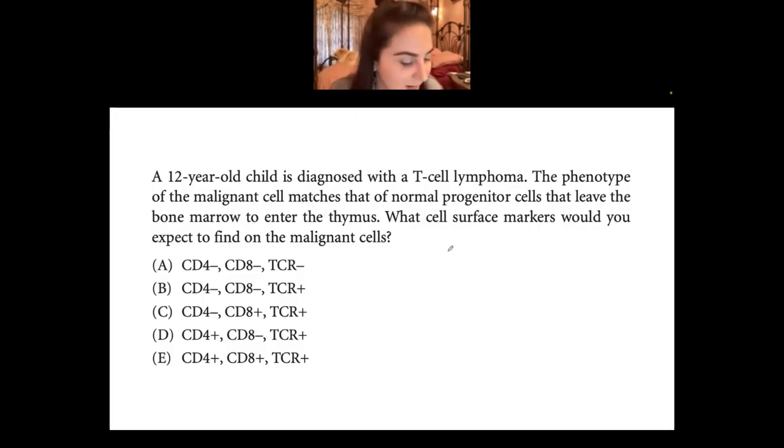Okay, so that was a minute and a half. I really like this question. I think this is a really good question to see if you understand T cell development. And again, we just learned it, so it's okay if it's not there yet. You guys are a little all over the place.